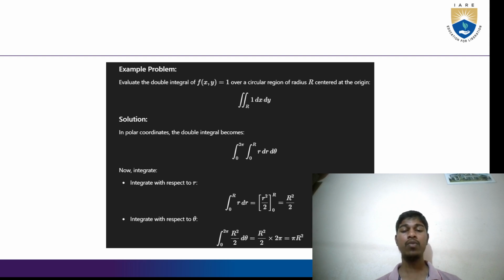Now, when we integrate with respect to r, the integral 0 to r of r dr is equal to r square by 2, limits r to 0. The product we get is r square by 2. Now, if we integrate the product with respect to theta, then the integral becomes 0 to 2 pi of r square by 2 d theta. As we are integrating with respect to theta, the answer we get is r square by 2 multiplied with 2 pi. The final answer that we get is pi r square.